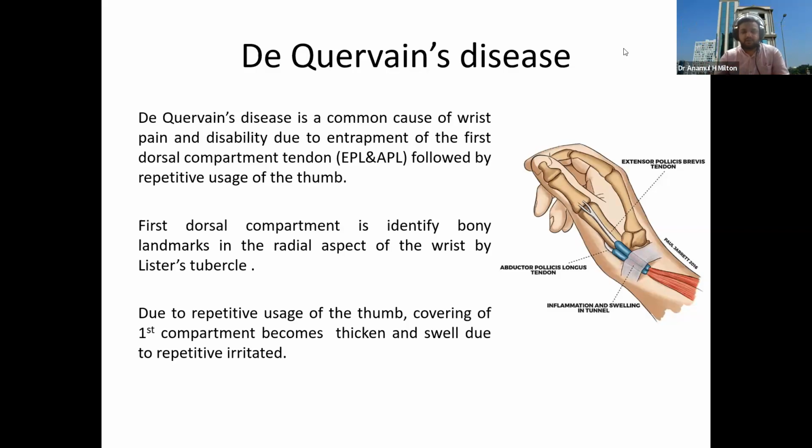Sometimes it causes tendon degeneration, so it causes pain when working with this tendon, like the EPB or APL, when it is stressed or pressurized, when we use the thumb, like when we are writing or gripping some material with the hand. It pressurizes this compartment, and that is when it causes the pain.